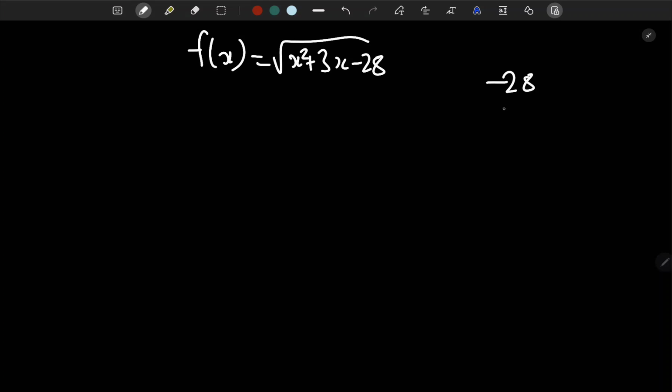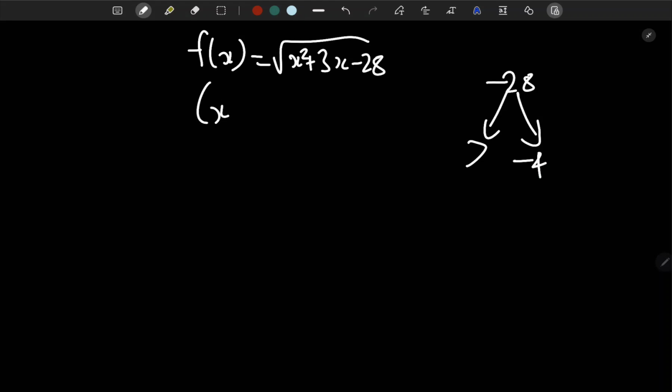So let's do another example. f of x is equal to the square root of x squared plus 3x minus 28. Whenever you have a quadratic expression in the radical, the first step is to factor it. What two numbers multiply to negative 28 and add up to 3? It will be, actually, positive 7 and negative 4, since 7 minus 4 is 3, and 7 multiplied by negative 4 is negative 28.